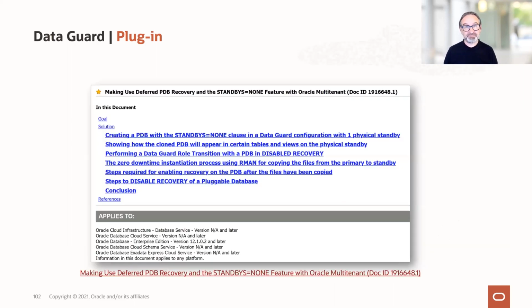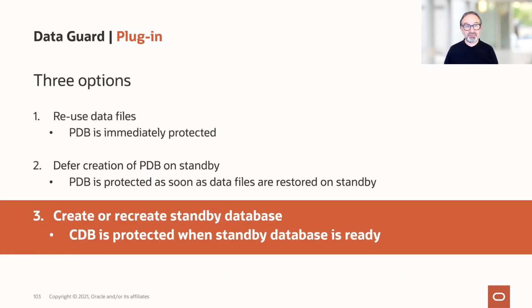That's it. You can read your entire process in this MOS note here, making use of deferred PDB recovery and the standbys none feature in multitenant. Or third option, you plug in on your new CDB, and then once the plugin is done, you create your standby from your CDB with all PDBs. Of course, the CDB is protected from the point on when the standby CDB is ready to take redo and is completely in sync with your new production.